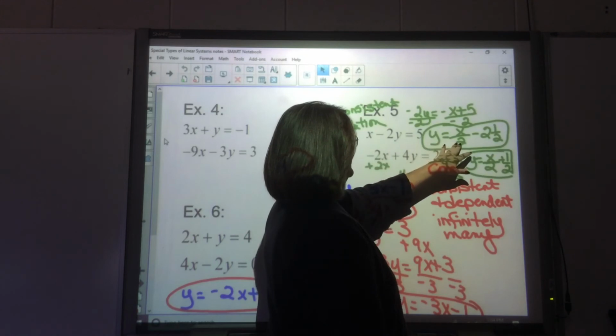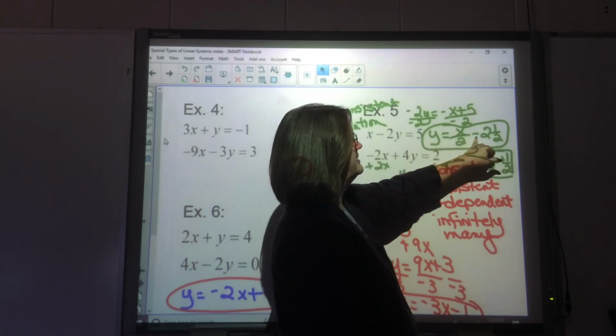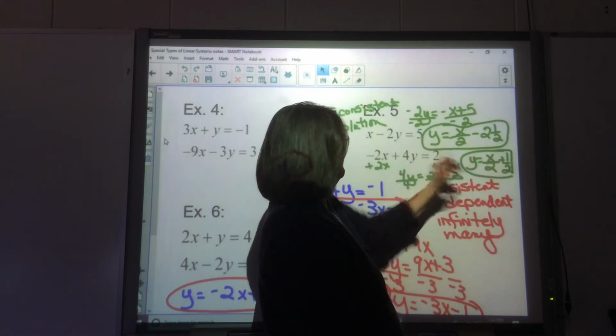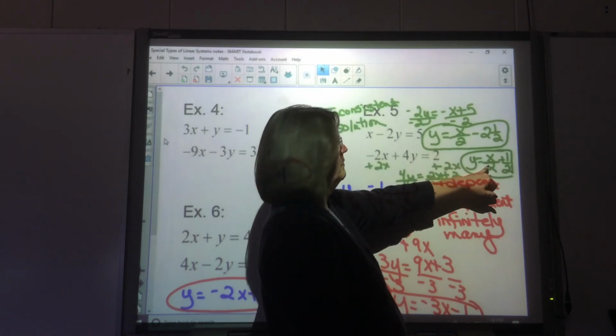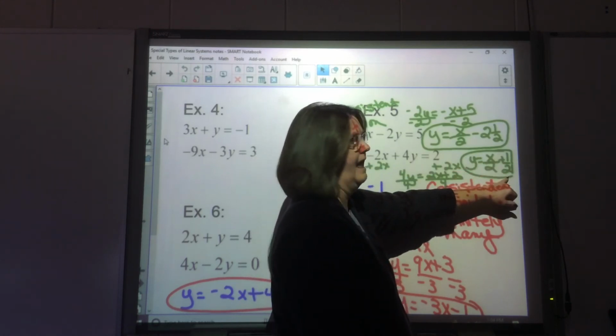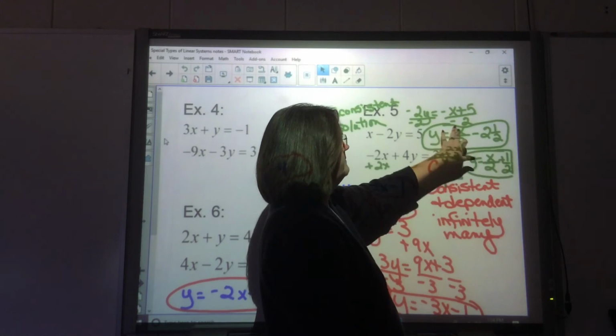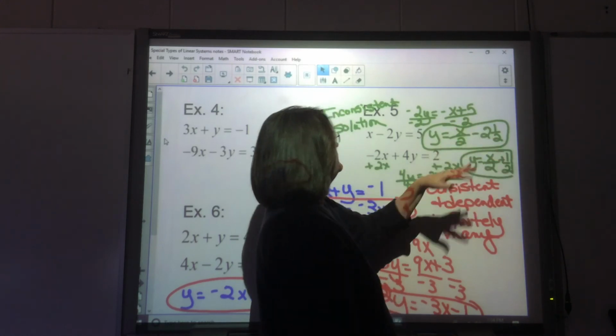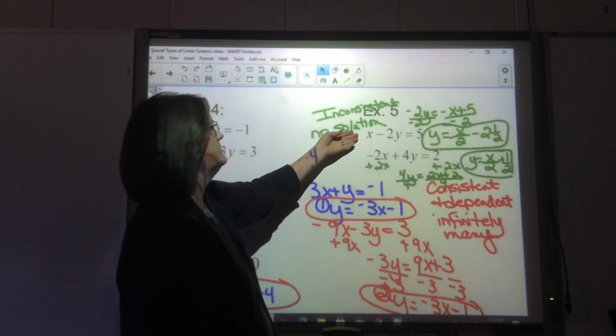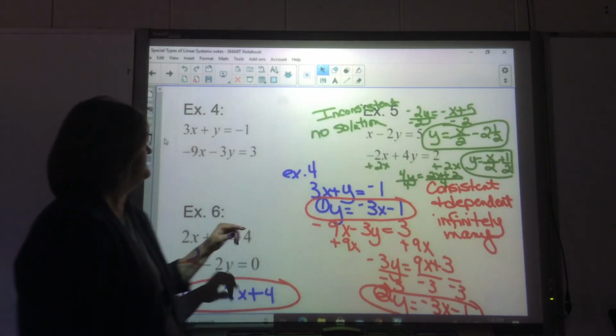So when I put this one in slope-intercept form, we get y equals x over 2 minus 2.5. When we put this one in slope-intercept form, you get y equals x over 2 plus 1/2. These have the same slope, but different y-intercepts. They're parallel lines. They have no solution, and they are inconsistent.